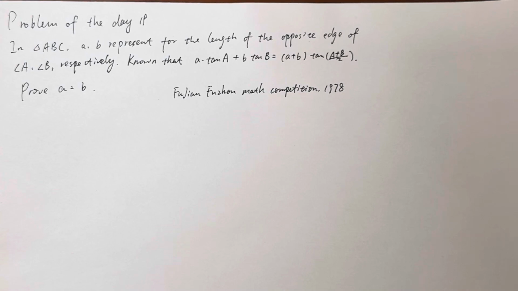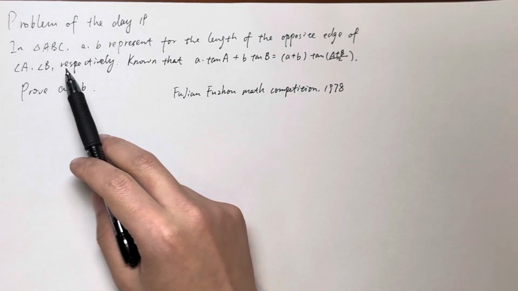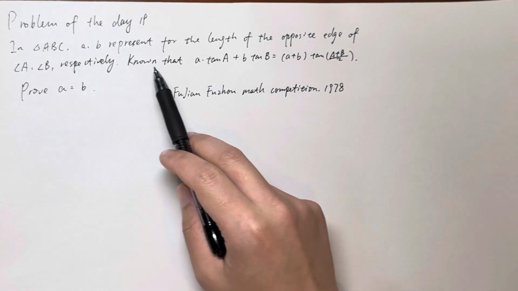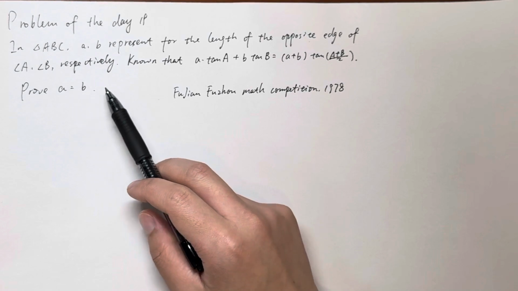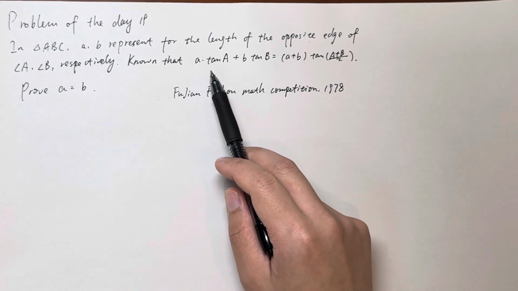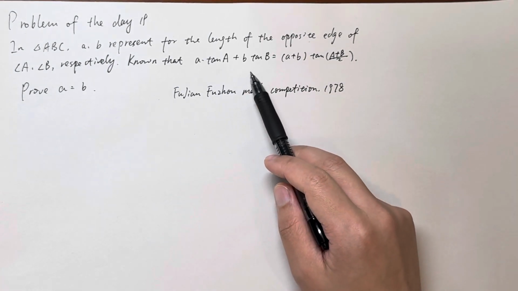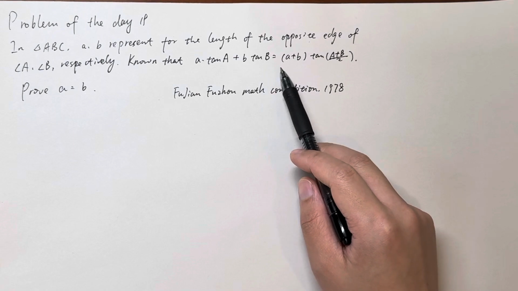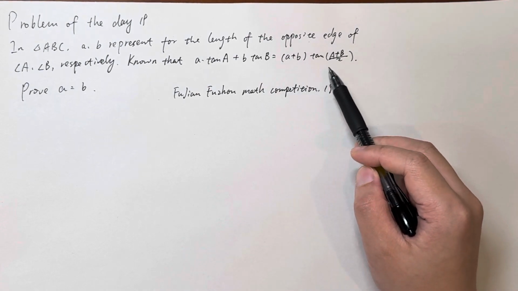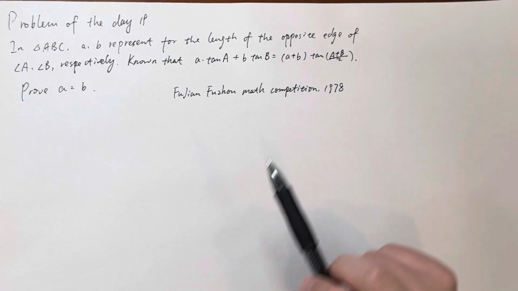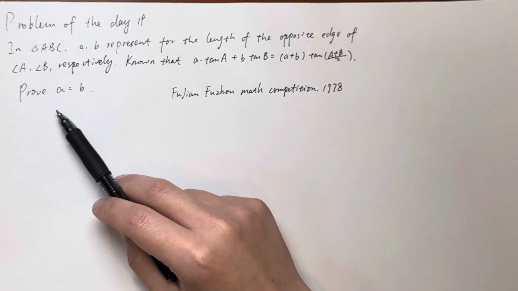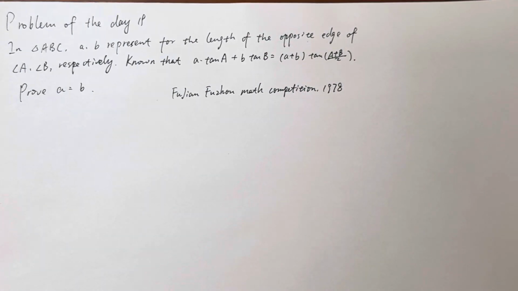Here we're going to talk about the problem of the day 19. In triangle ABC, a and b represent the lengths of the edges opposite angle A and angle B respectively. Knowing that a tan A plus b tan B equals (a plus b) tan of half of angle A plus angle B, we want to prove that a equals b.